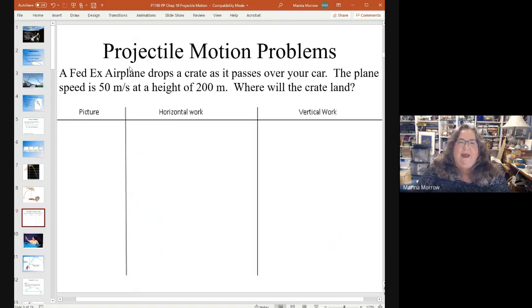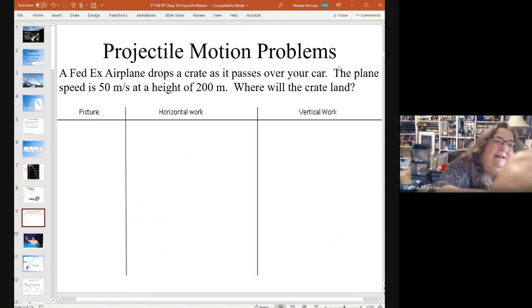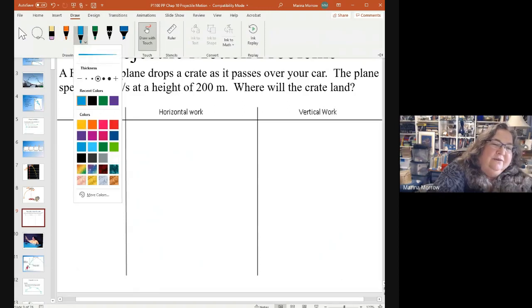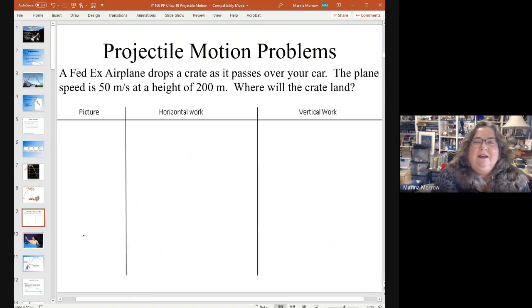Okay, so here we have the FedEx airplane drops the crate as it passes over your car. The plane speed is 50 meters per second. And the question is, what will be the place where the crate lands? Okay, so it's coming out of the airplane.